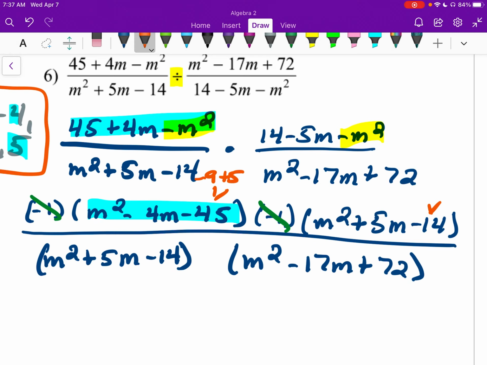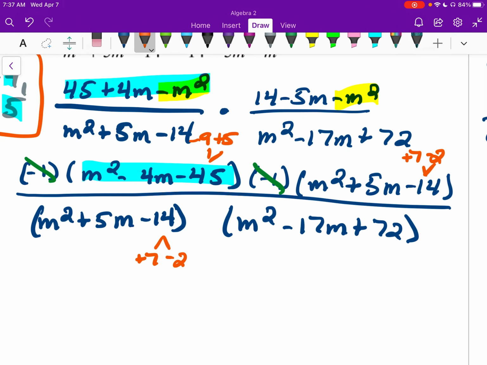The second piece, negative 14 splits up into 7 and 2. I want to make it a 5, positive 5, so it'll be a positive 7 and a negative 2. And the same thing will happen on bottom, right, because they're the exact same thing.